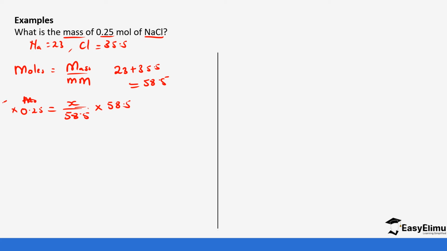So we cross multiply by 58.5 on both sides. If this and this cancel, the value of x is 58.5 times 0.25. So 58.5 times 0.25 gives us 14.625. And remember, this is mass, so it is going to be grams.